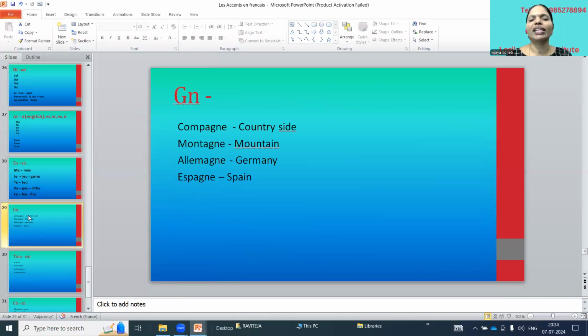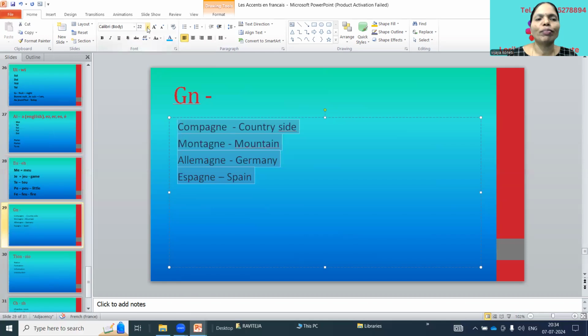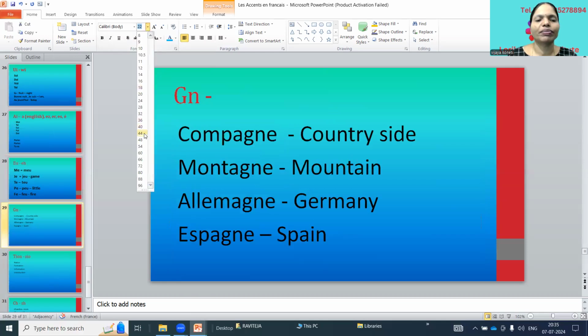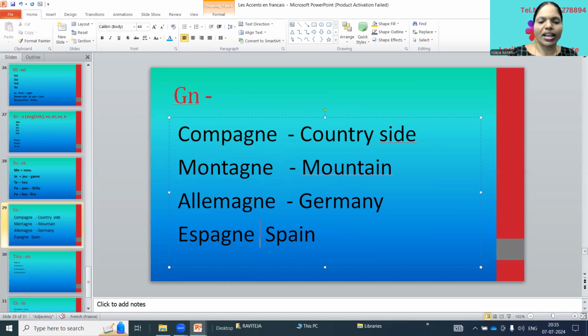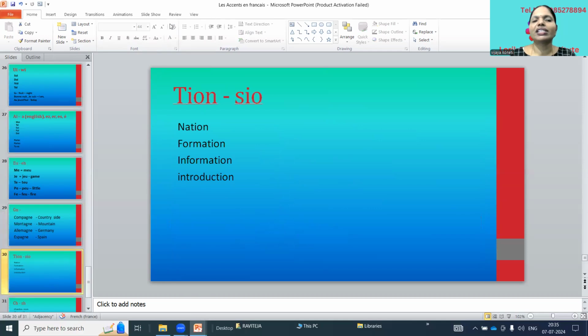And GN will be a nya sound. See, companya. Company is countryside. And montagne, mountain. Alemannia, Germany. Espagne, Spain. So companya, countryside. Montagne, mountain. Alemannia, Germany. And Espagne means Spain. D'accord?